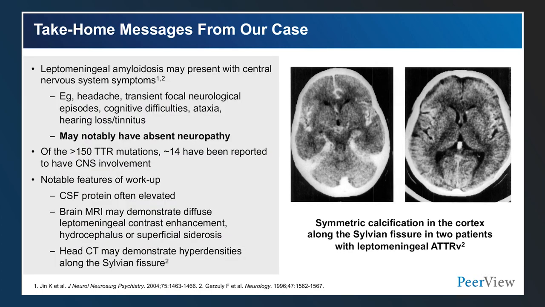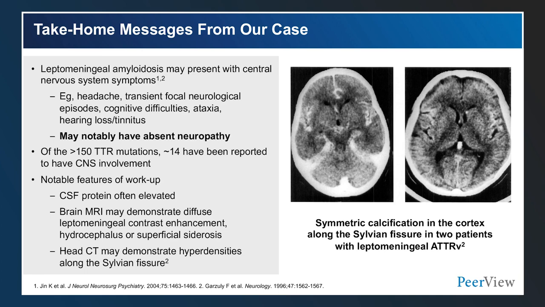Of the 150 TTR mutations, about 14 have eye and CNS involvement. We call them the oculoleptomeningeal variants. These patients can present with headache, transient focal neurologic episodes like an episode of dysarthria or an episode of confusion, oftentimes with normal EEG, cognitive difficulties, ataxia, and also hearing loss and tinnitus.